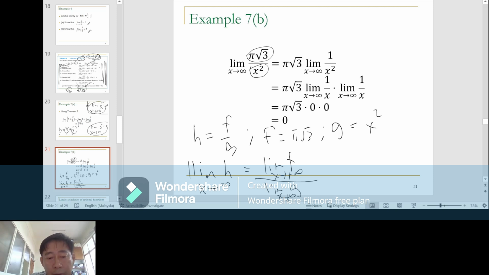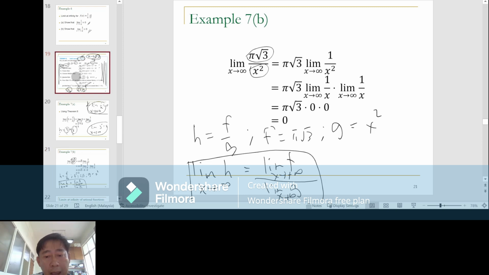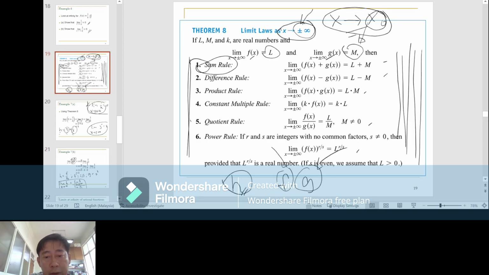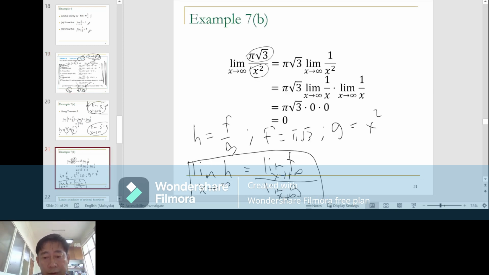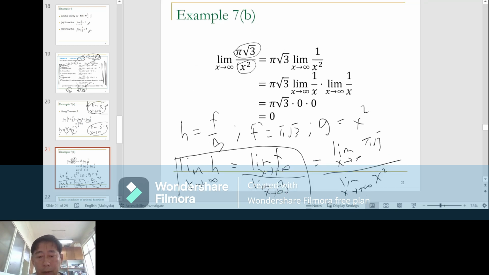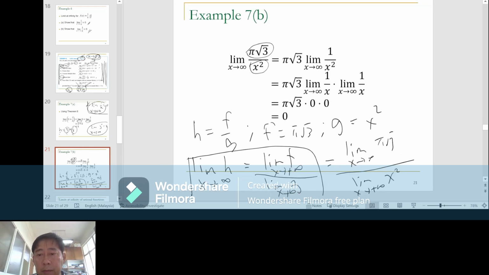So when I write down these statements, I am making use of the quotient rule. Once I have written down the quotient rule, then I just fill in what it is. Right? So the limit of the function f here is a constant, and here is the limit of x going to positive infinity for g, which is x squared.